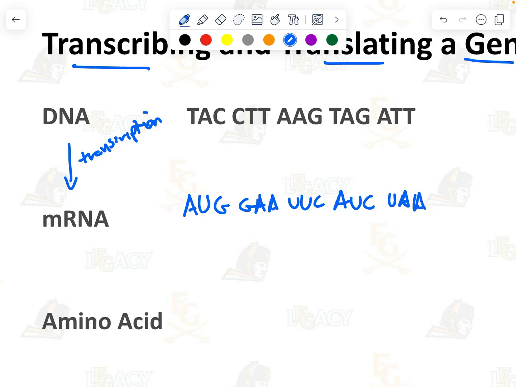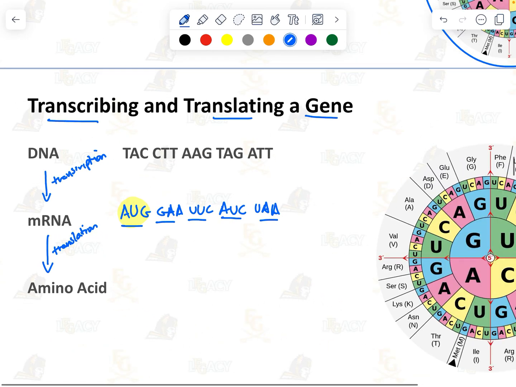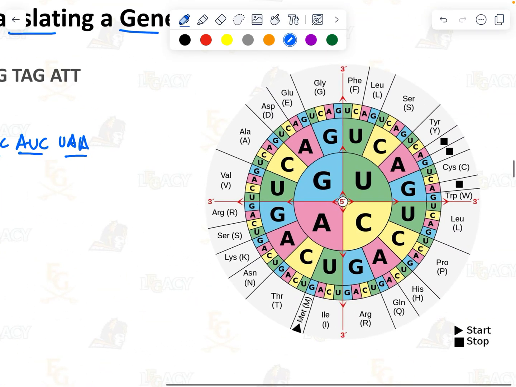And so my mRNA, you'll notice, I wrote it in these triplets, in these codons. And what I'm going to do now is I'm going to look at each codon one by one, and I'm going to translate it. And so going from the mRNA to amino acid, this is translation. And to do this, I'm going to use a codon chart. So AUG is my first codon. And so I'm going to use this codon wheel.